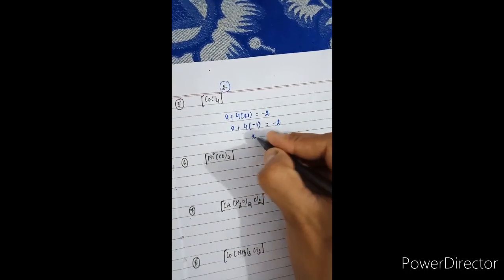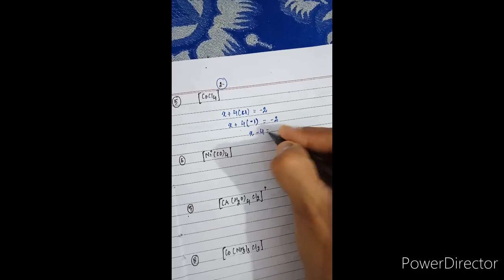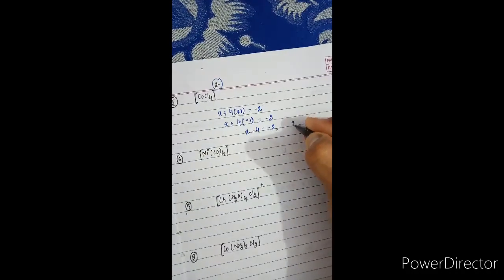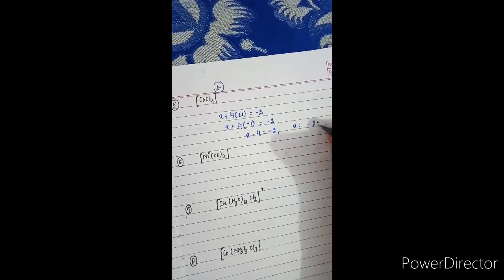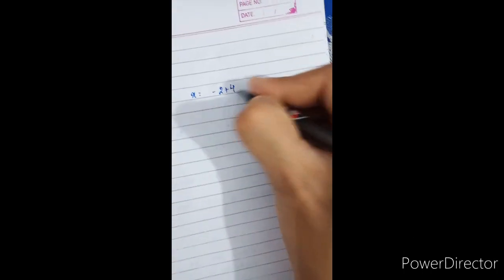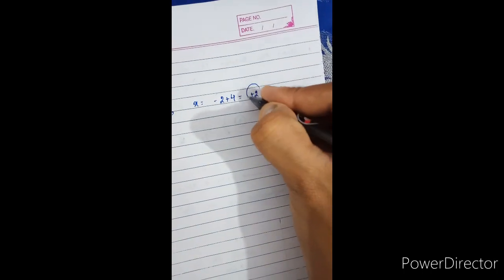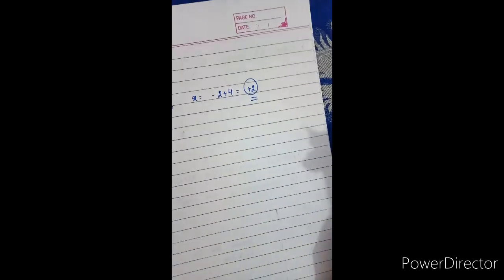Now X plus 4 into minus 1, minus 4, equals minus 2. So X equals minus 2 plus 4, that means plus 2. So cobalt is in the plus 2 oxidation state in this complex.